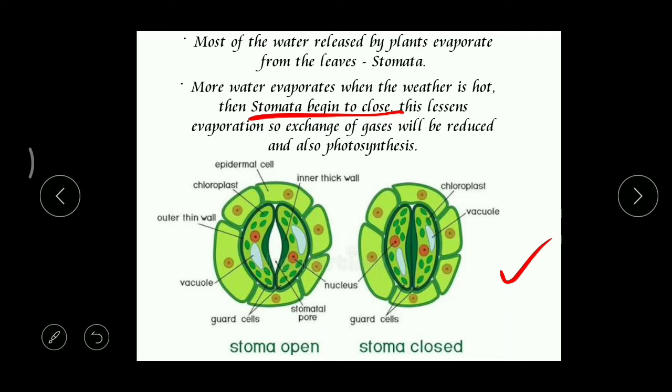So when the stomata close, you can see the difference here. This is the stomata in an open condition. Have you seen this? At the center, we can find an opening. What do you call that opening?